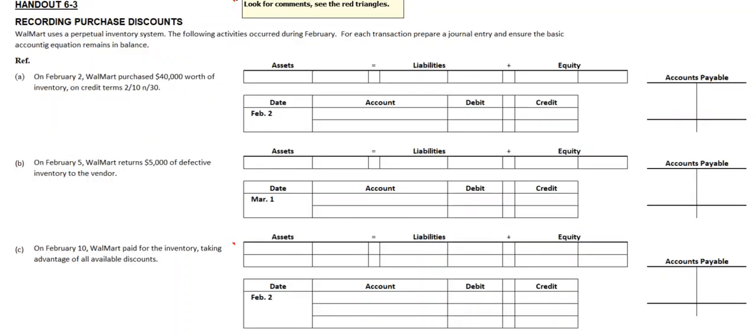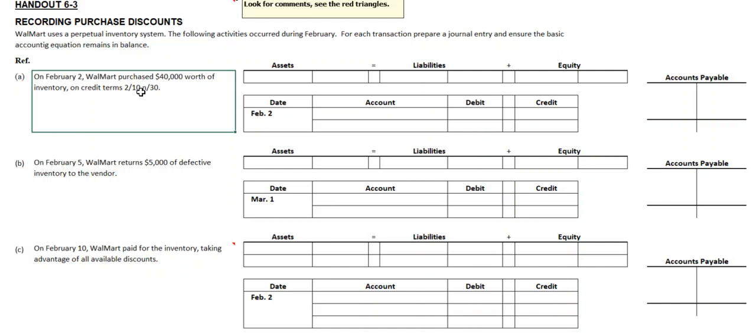We're now going to take a look at how we will record purchase discounts under a perpetual inventory system. We're told Walmart uses a perpetual inventory system, and the following activities occurred during February. And for each transaction, we're asked to prepare a journal entry and ensure the basic accounting equation remains in balance.